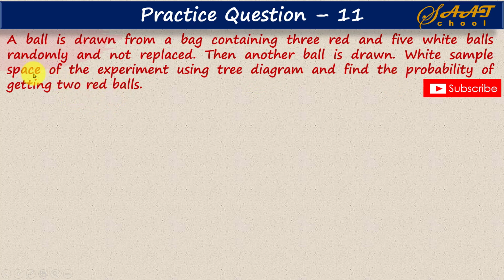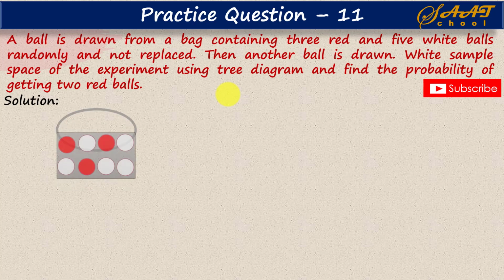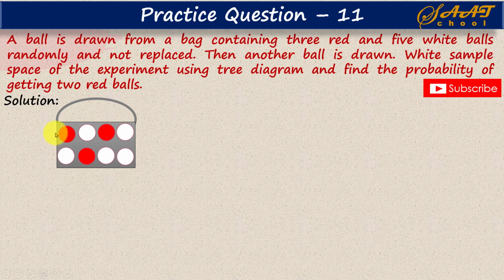So we have to show the sample space using a tree diagram. By name, a tree diagram simply means you make branches and then one more set of branches. So what we have here is 8 balls, which are 3 red and 5 white. These are 8 balls in a bag. Now when you draw a tree diagram, you simply write a circle like this. This 3R means 3 red balls, 5W means 5 white balls.